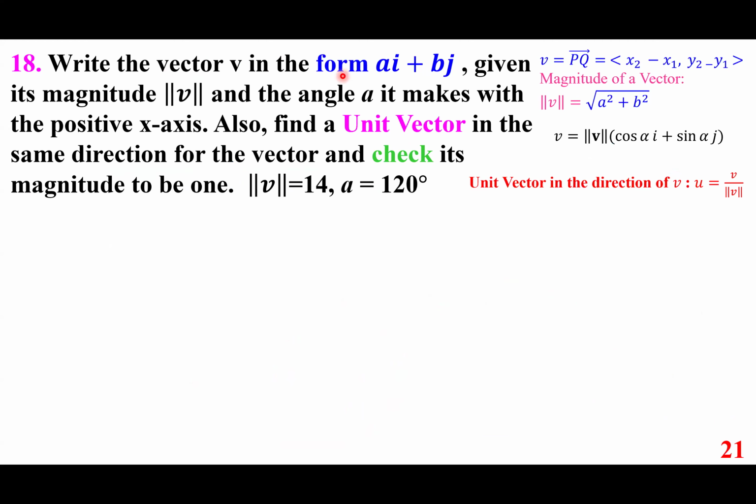Write the vector v in the form ai plus bj, given its magnitude and the angle alpha it makes with the positive x-axis. Also find a unit vector in the same direction for the vector and check its magnitude to be 1. The magnitude is given as 14, alpha is given as 120 degrees, and this is the formula we're going to plug in. This is 14, this is 120 degrees.